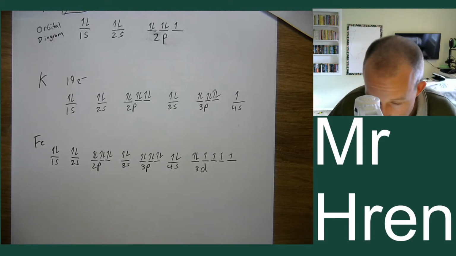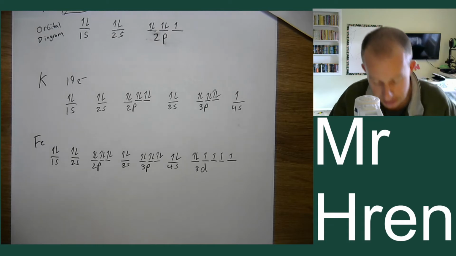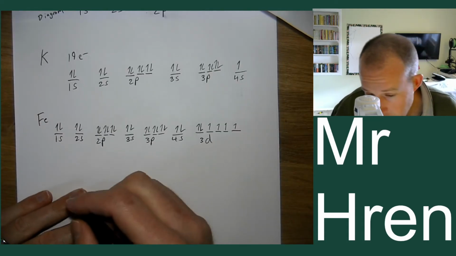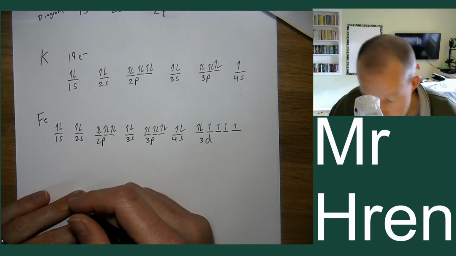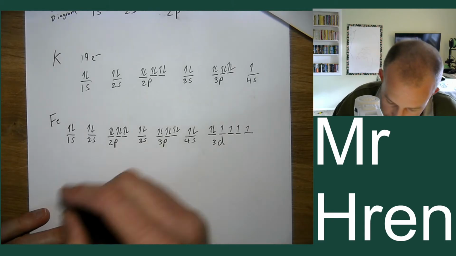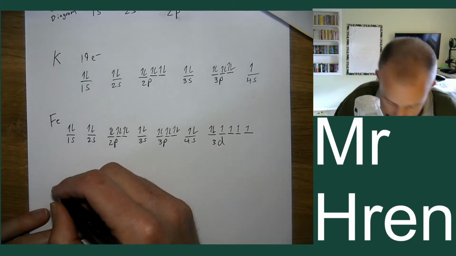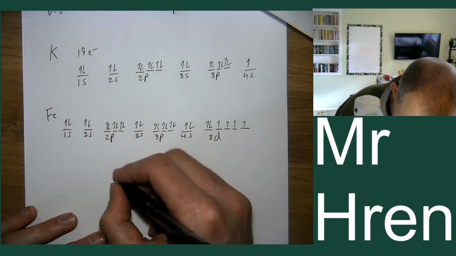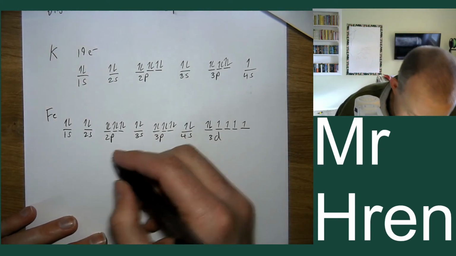Now, what's the point of any of this? Why do we care about this? The basic idea is this. I'm going to write these out really fast. Let's look at sodium and chlorine. Very common compound, sodium chloride, right? So you know sodium chloride, table salt.